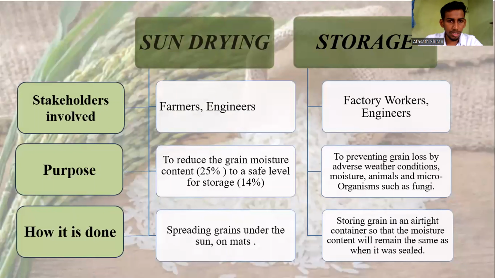The purpose is to reduce the grain moisture content to a safe level for storage. It's done by spreading grain under the sun on mats. And storing the dry paddy seeds will be the next step, which is done by the factory workers and engineers. The purpose for this process is to prevent grain loss, and it's done by storing grain in an airtight container so that the moisture content will remain the same as when it was sealed.